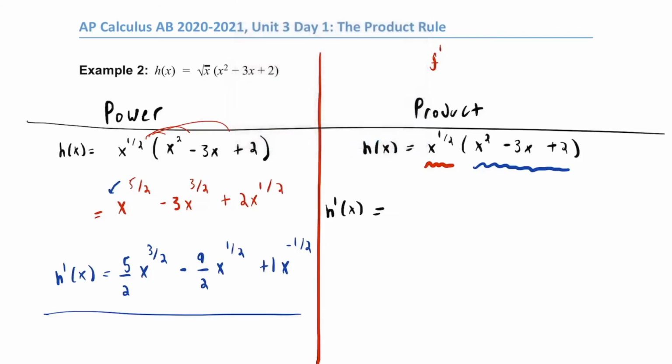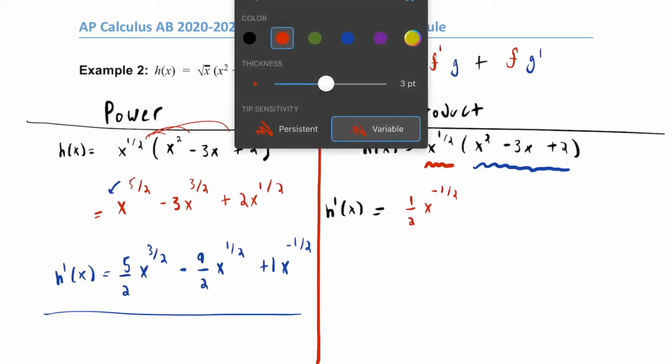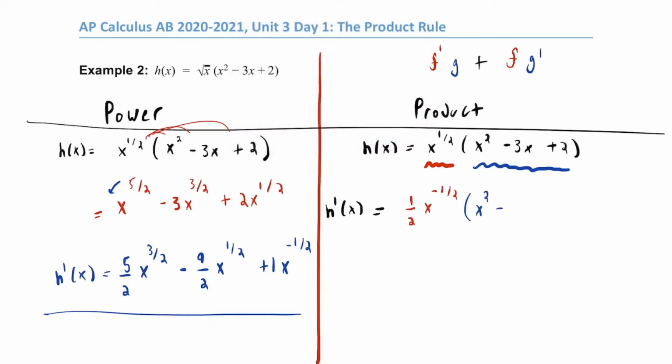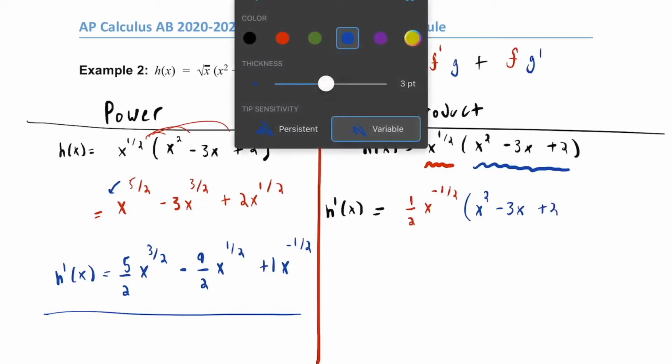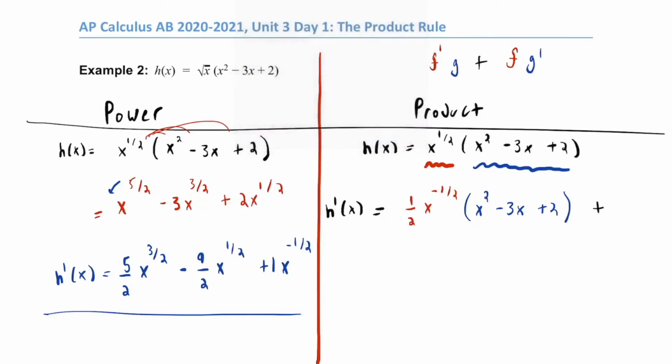It's going to be f prime g plus f g prime. And so let's go ahead and do that. The derivative of the first term here is 1/2 x to the negative 1/2, multiplied by x squared minus 3x plus 2, and we are going to add to that the reverse. That's now f, which is x to the 1/2, times the derivative of x squared minus 3x plus 2, which is 2x minus 3.